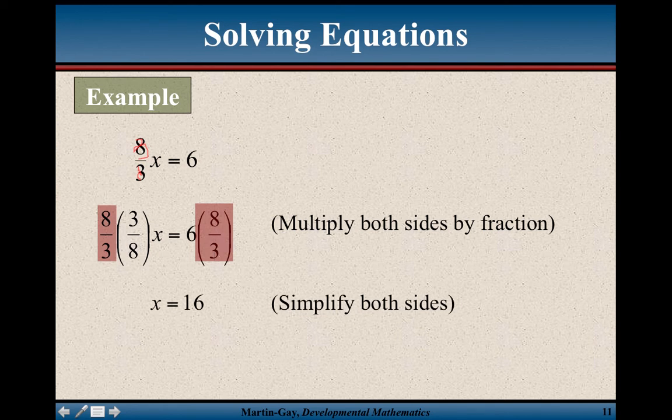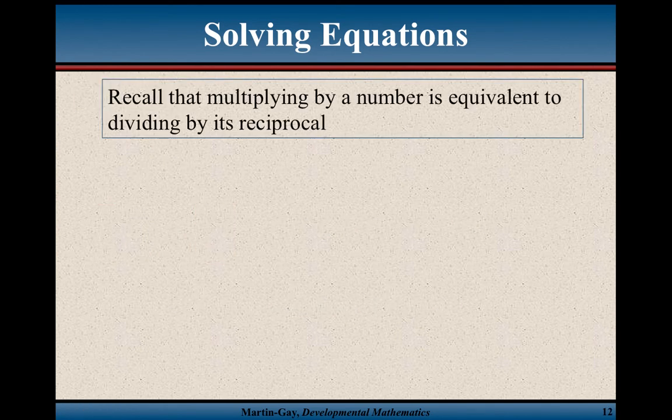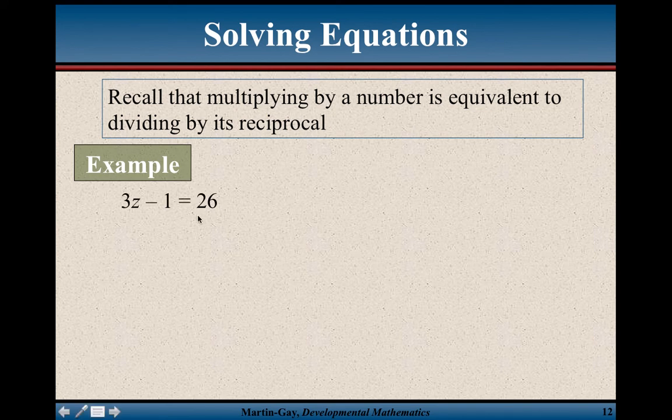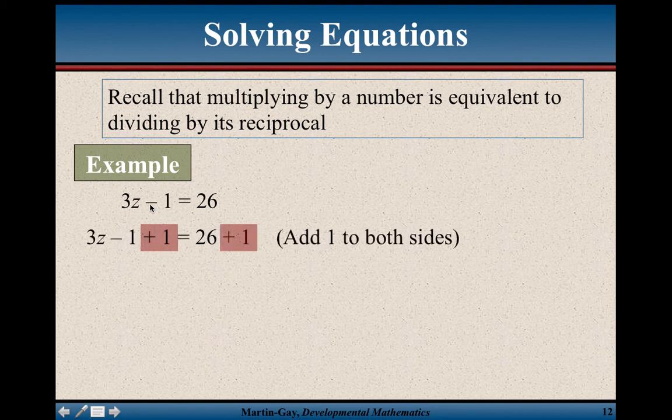Can you follow? Now, recall that multiplying by a number is equivalent to dividing by its reciprocal. So, ito yan. Now, pwede naman nating ibahin. So, we have negative 1 equals 26. So, what is the opposite sign of negative 1? That's positive 1. So, ganun pa rin ang gagawin natin. So, we will cancel this one kasi 0 na yan. 26 plus 1 is 27.